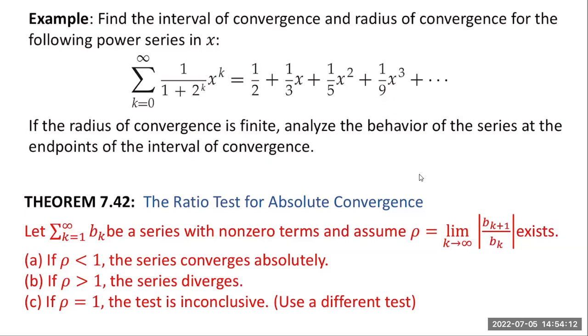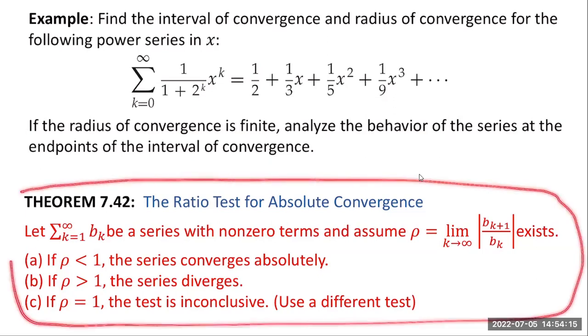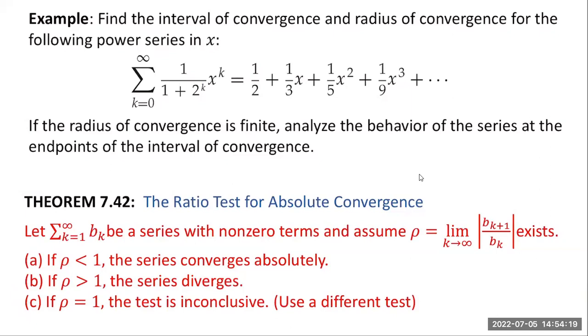Before we start, to find the interval of convergence, we'll be using Theorem 7.42, the ratio test for absolute convergence. Let me recall the statement of this theorem, which we did in chapter 7. Let the sum of v_k, k from 1 to infinity, be a series with non-zero terms, and assume that rho is equal to the limit as k approaches infinity of the absolute value of v_{k+1} over v_k, and that it exists. That's how you define your rho. Then, if the value of rho is less than 1, the series converges absolutely.